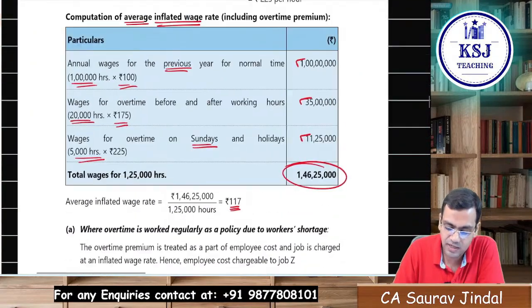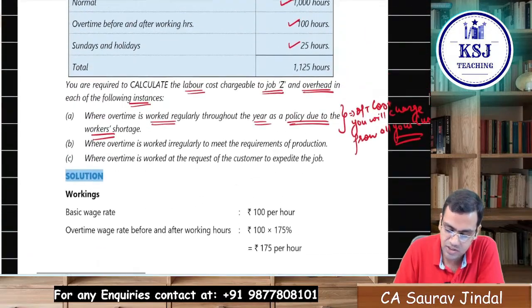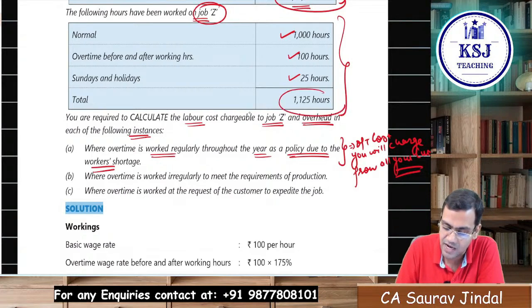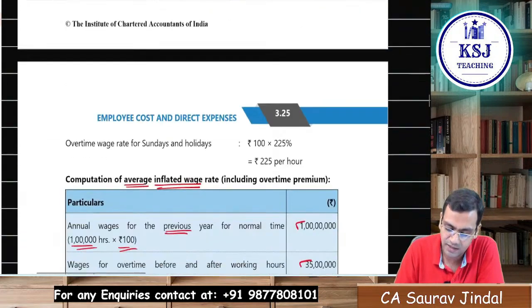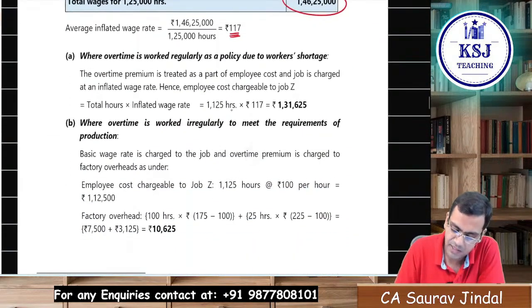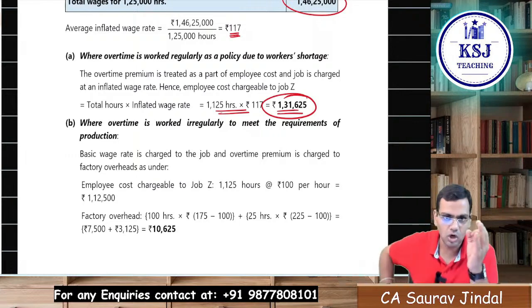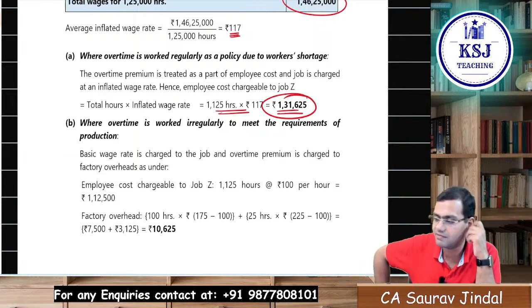Now we have to see how we are going to charge this cost to this particular job Z. What is the number of hours for this particular Z? 1125. So 1125 multiplied by 117. This is the total cost that is chargeable to this particular job under the inflated wage rate.